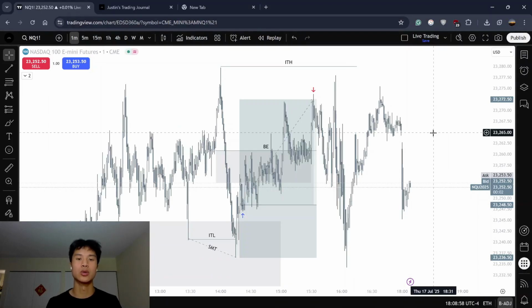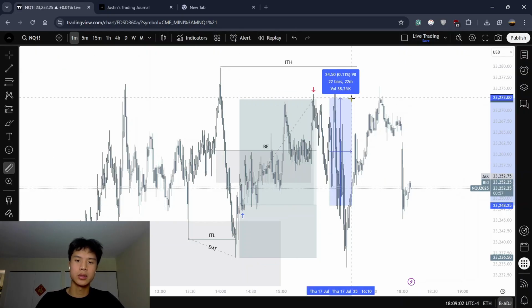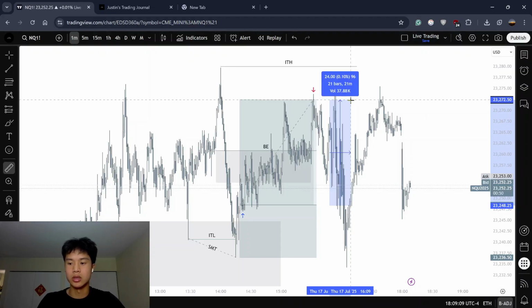Okay, so this is how I caught, I think it was 24 points. Yeah, 24-ish points, 24 points on the Nasdaq today on July 17th, 2025.